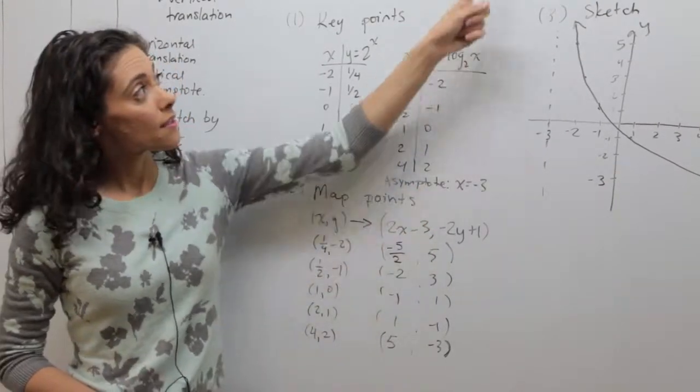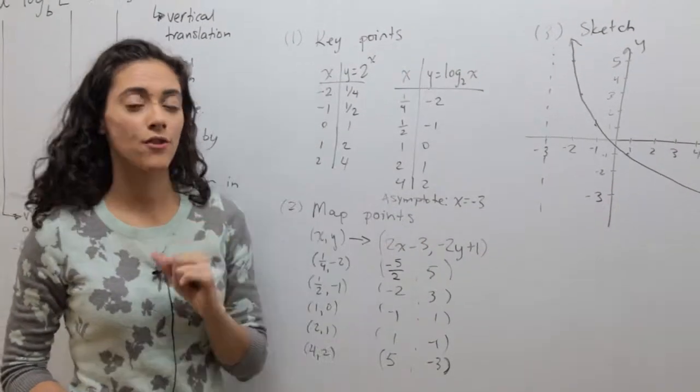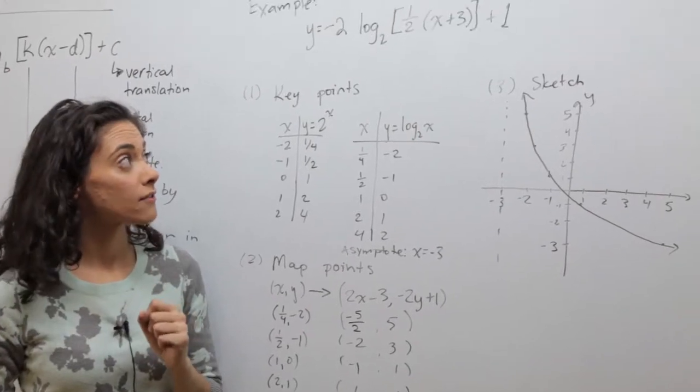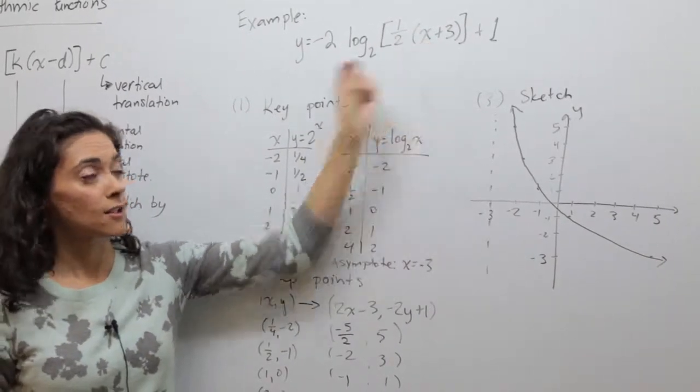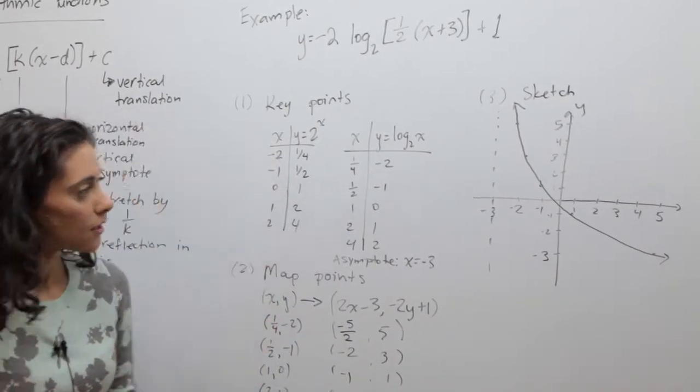Don't forget, this number is important. The d value gives you the vertical asymptote of the new graph. This one has a vertical asymptote at x equals -3, since my graph was shifted 3 to the left.